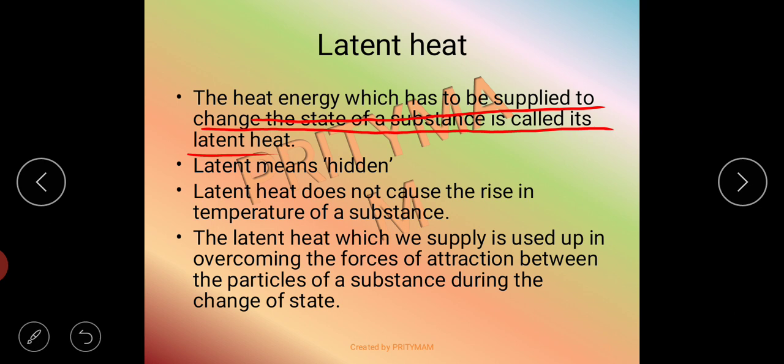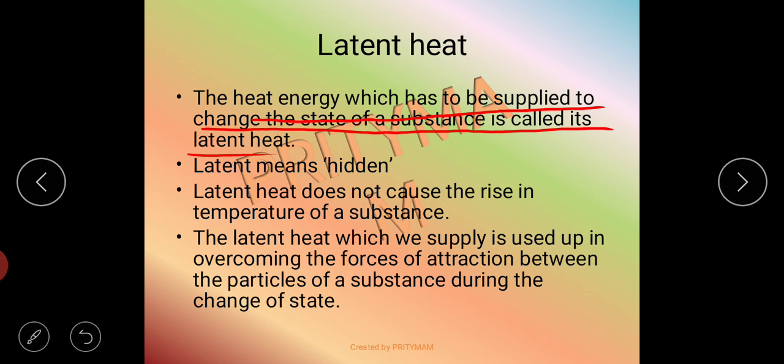Latent heat does not increase the temperature, but latent heat has always to be supplied to change the state of a substance. Latent means hidden. It is called latent heat because it becomes hidden in substances undergoing the change of state and does not show its presence by raising the temperature. So latent heat, which is given to change the state of a substance, cannot be detected by the thermometer.